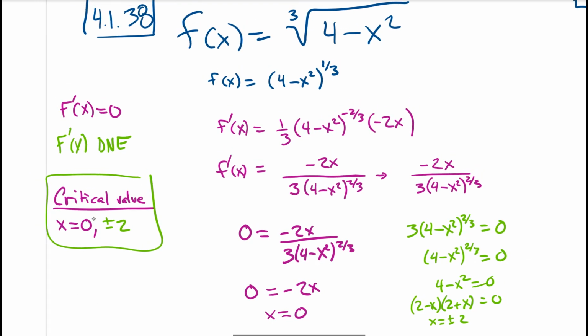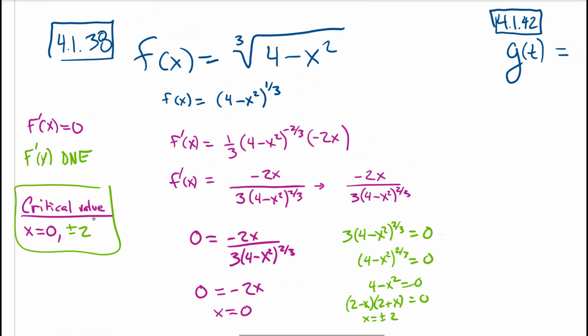We've now found them all. That's it. x equals 0 and x equals plus or minus 2 are our 3 critical values. So the 0 coming from the numerator equaling 0, and that would have been our f prime of x equaling 0. And where it doesn't exist, that's going to be at 2 and negative 2 because the denominator can't equal 0. Let's go tackle our next problem.